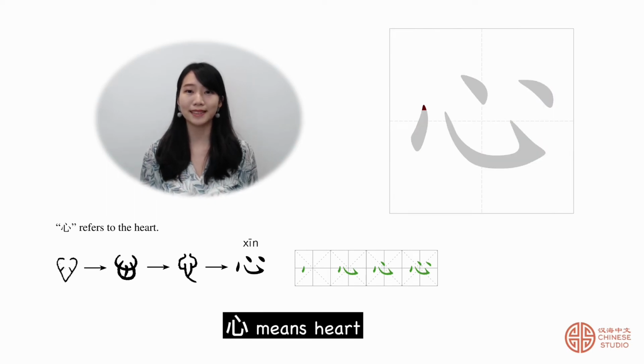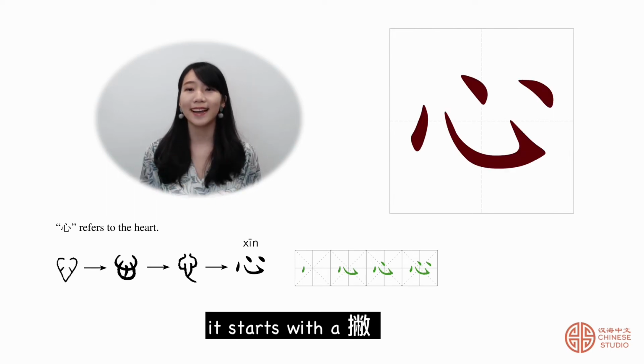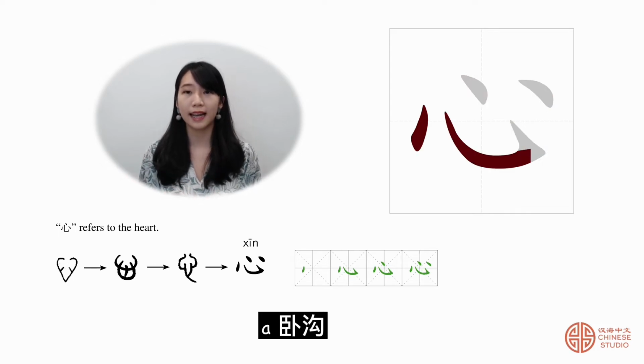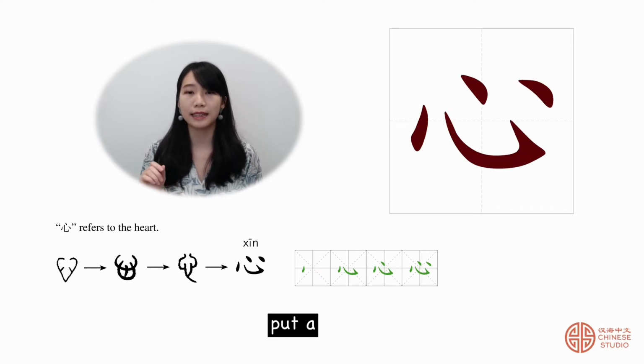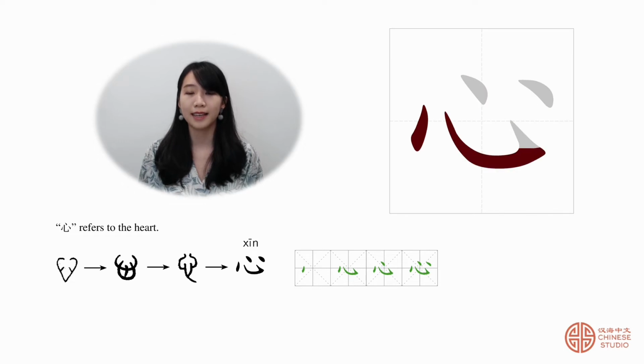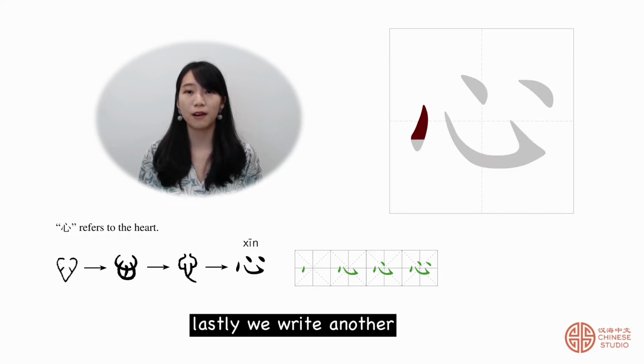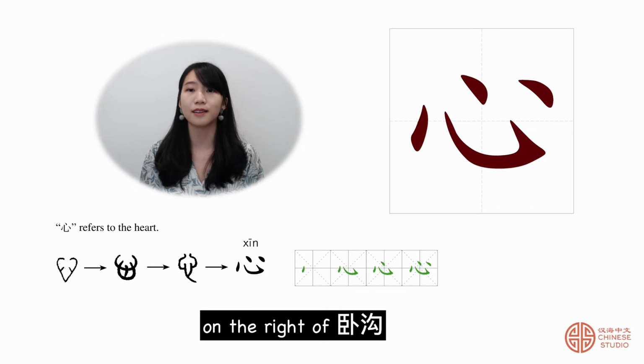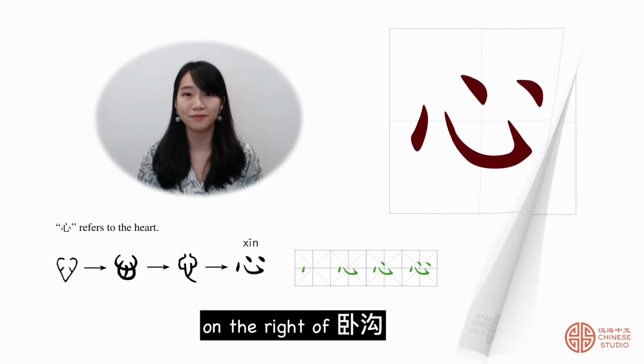心 means heart. It starts with a 撇, then we write a 窝钩. Next, put a 点 on the top of 窝钩. Lastly, we write another 点 on the right of 窝钩.